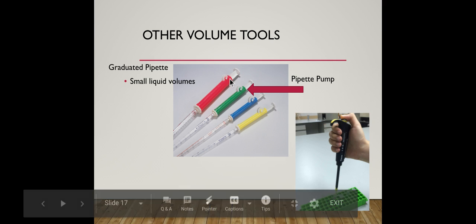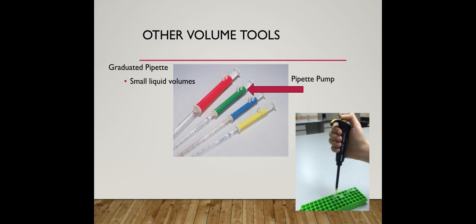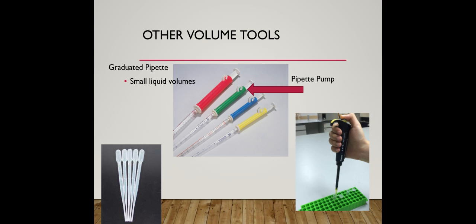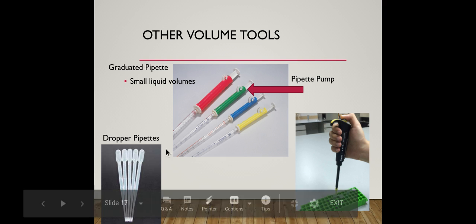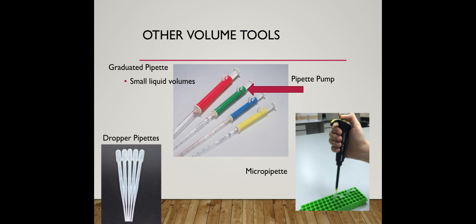That is actually going to be the thing that you spin the little dial to pull the liquid into the pipette. There's also these dropper pipettes that suck up an amount of liquid. It's usually marked on the plastic. These are single-use items. And then there is a micro pipette for very, very small volumes, microliters of liquid.